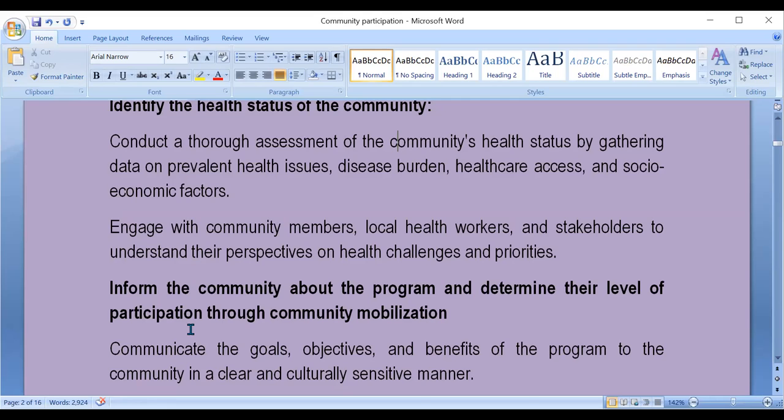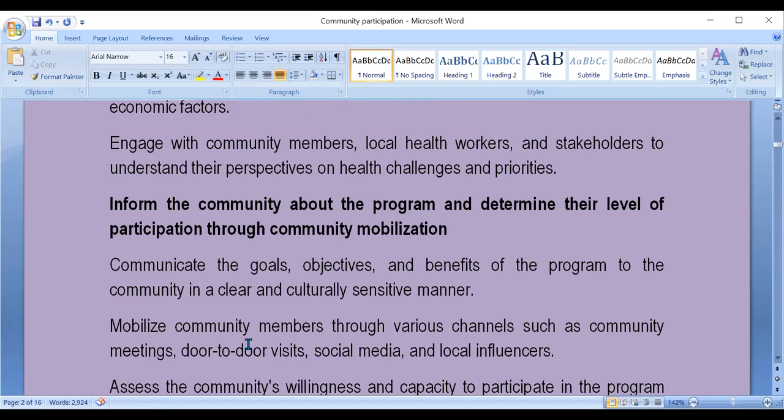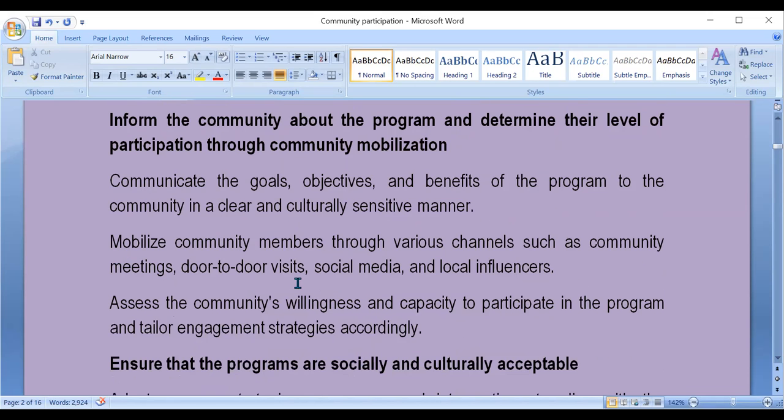So now you will have to inform the community about the program and determine their level of participation through community mobilization. So communicate the goals, objectives, and benefits of the program to the community in a clear and culturally sensitive manner. You will now have to mobilize community members through various channels, such as community meetings, door-to-door visits, social media.